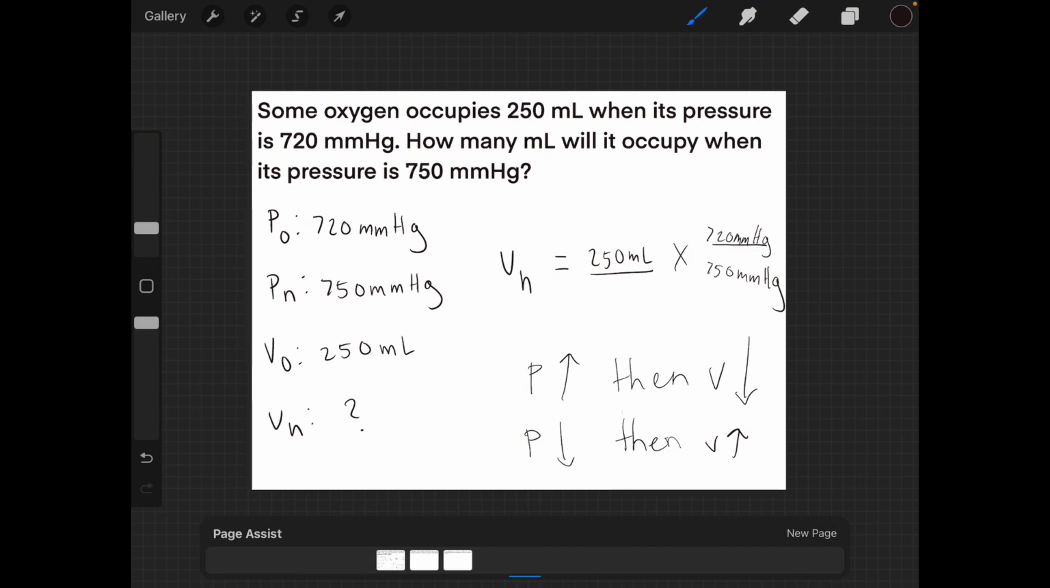Now that I have my equation set up, I can plug it into my calculator. Make sure to put the variable adjustment in parentheses to get the correct answer, which is going to be 240 milliliters.